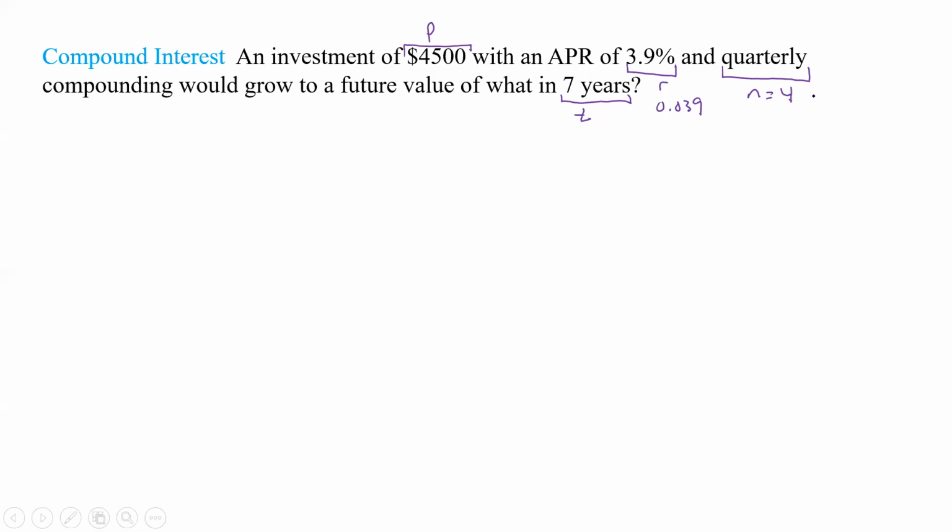So now we plug that all in, and we want our future value. So that's going to be the future value. Now we're compounding with t, which is 7. And so we'll have our principal, 4,500 times 1 plus r, 0.039, over our n, which we said was quarterly, so that's 4. And then raised to the n, 4 times t, which was 7. Okay, so let me write this down, and we'll go over and get that into our calculator.